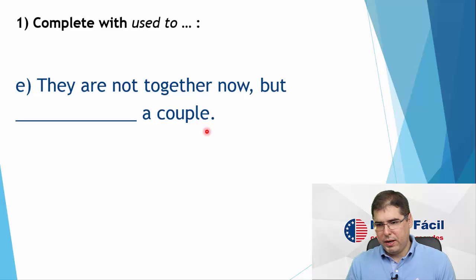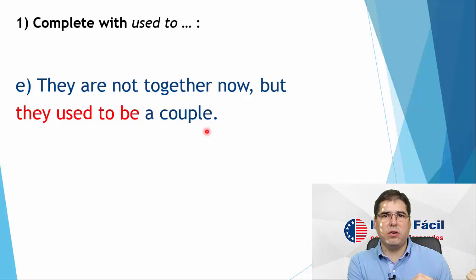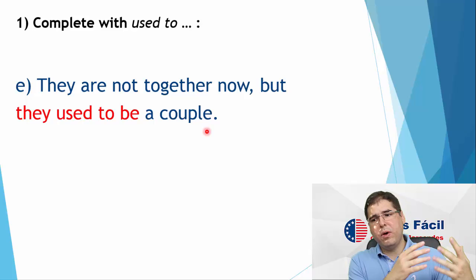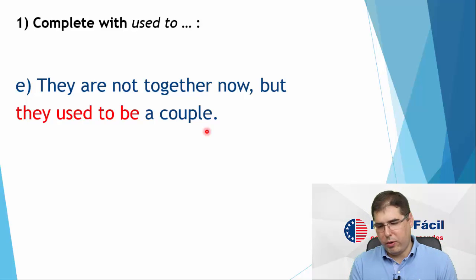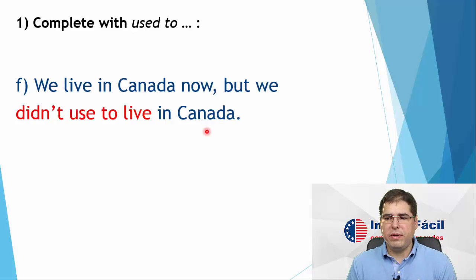Okay? Now, they are not together now, but they used to be a couple. Okay, so they are not together now, but they used to be a couple. So probably we are talking about ex-boyfriends and girlfriends, right? So they used to be a couple, but they are not together anymore. All right? Now, we live in Canada now, but we... So this one has to be negative, see? So we live in Canada now, but we didn't used to live in Canada. But we didn't used to live in Canada.